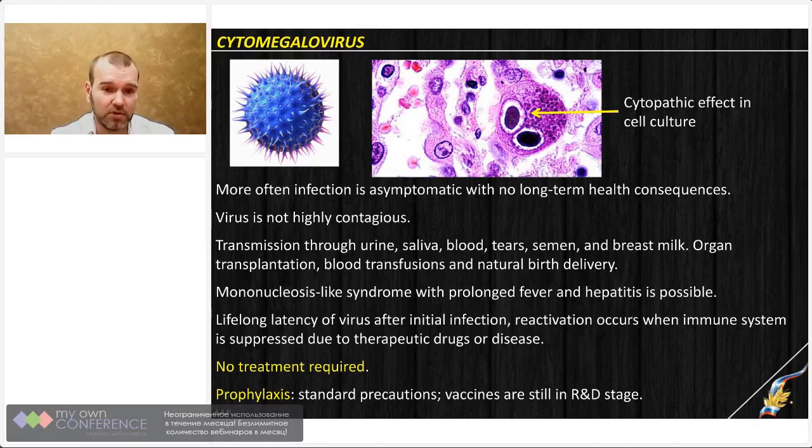And reactivation of the virus occurs only when some significant immunosuppressive state is observed, usually during HIV infection, or cytostatic therapy during cancer therapy, or organ and tissue donation. So we don't have any treatment for routine cytomegaloviral infections. And again, we have a few vaccines which are approved for the research and development stage, but they're not indicated for use in humans, and data about those vaccines is limited. So we have only standard precautions of infection transmission during sexual contacts or close contacts with other people.